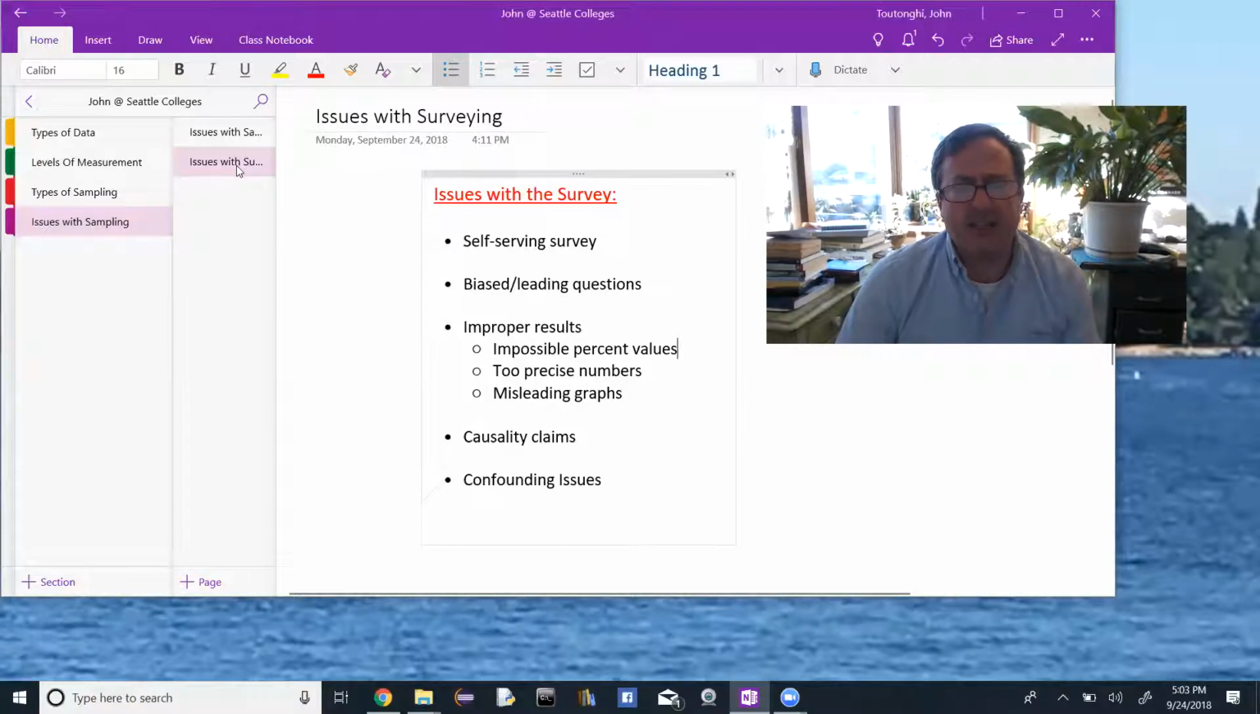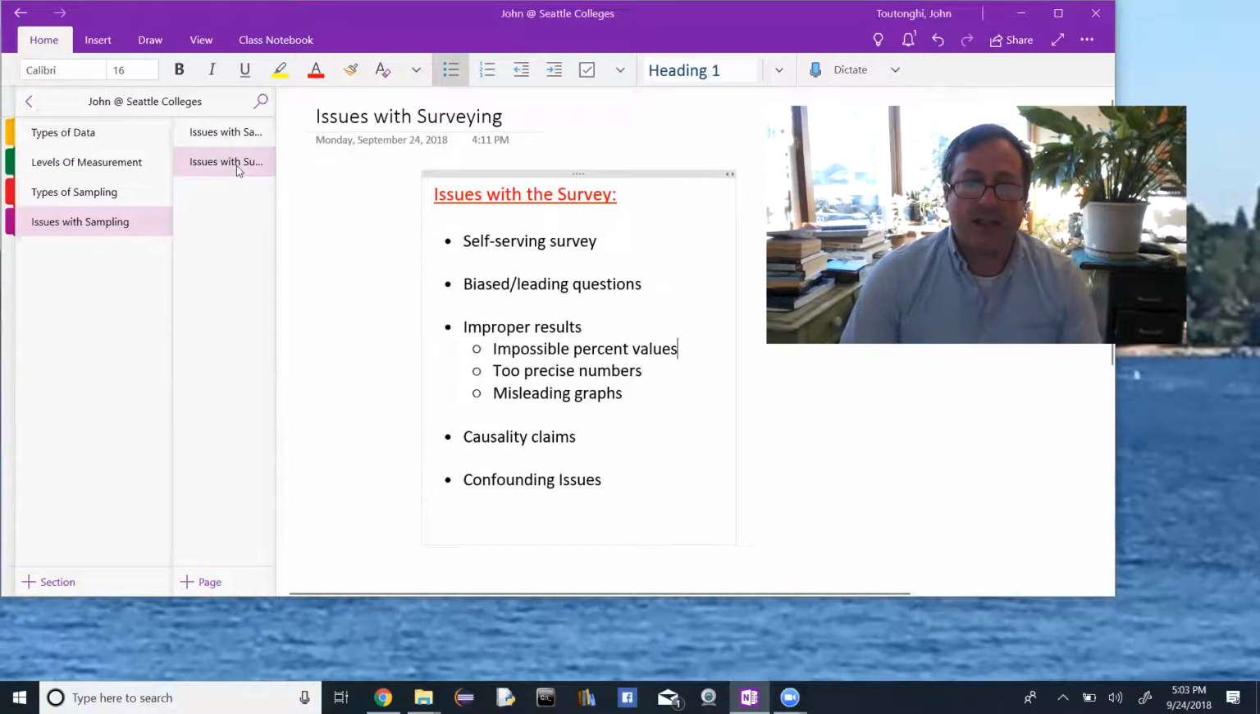Or medical surveys are often sponsored by the drug companies and they are looking for certain results. And as a consumer, one would want to be careful: are these benefits real, or are these benefits there because that's what the company who sponsored the survey wanted the results to look like?